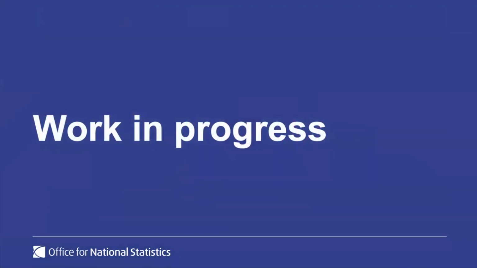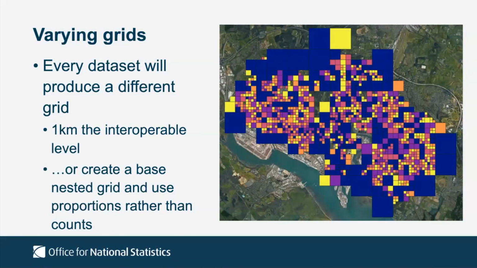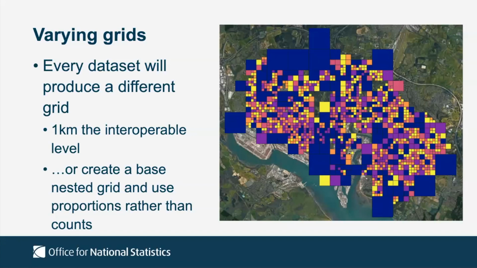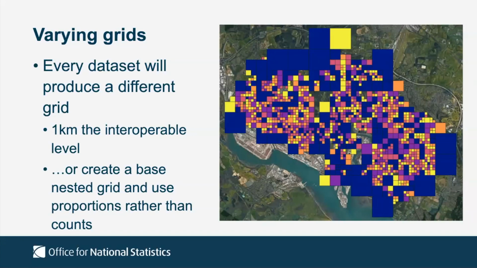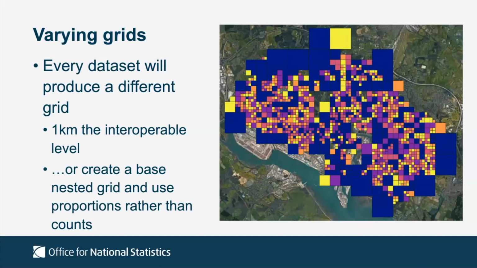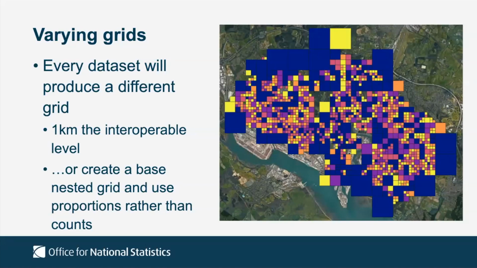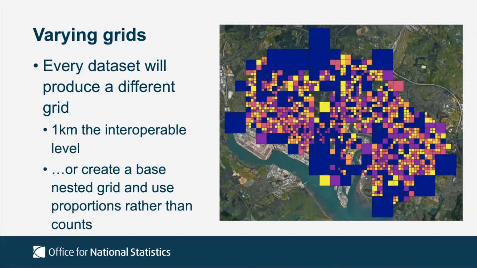As I've mentioned, it's not a completed project yet, still a work in progress. So these are problems we're currently thinking about, working out what to do. Hopefully it's obvious that if we're producing a geography around data, every time the data changes, the grid will change. That could be a problem, or it might not be, depending on what you want to use it for.